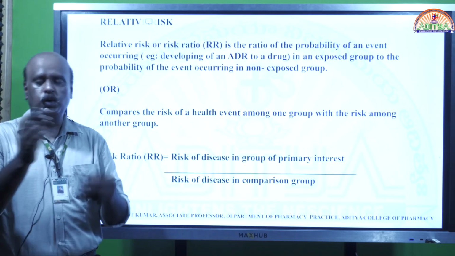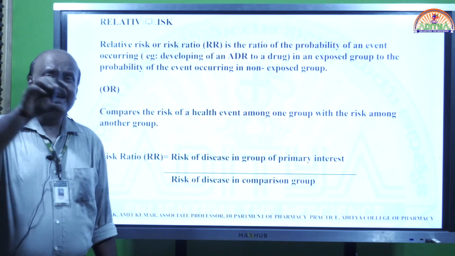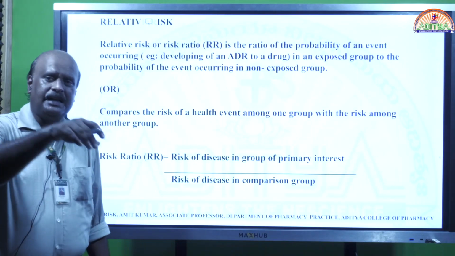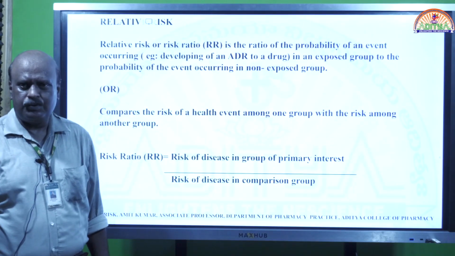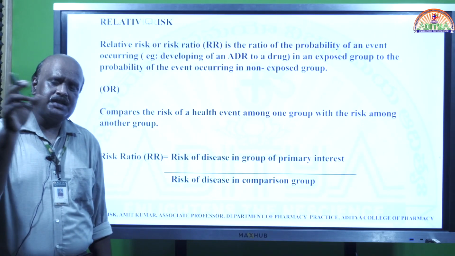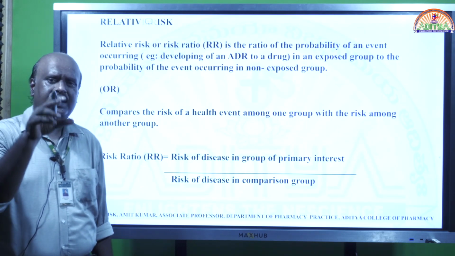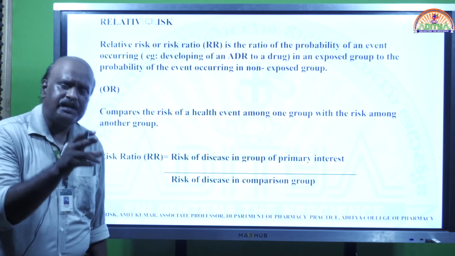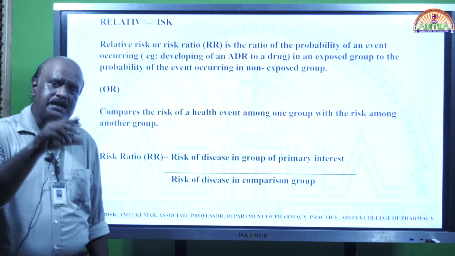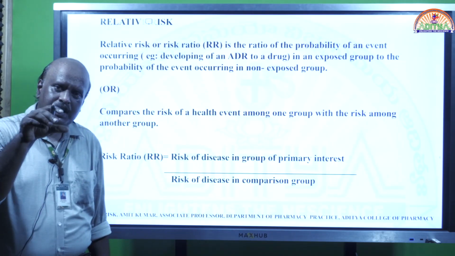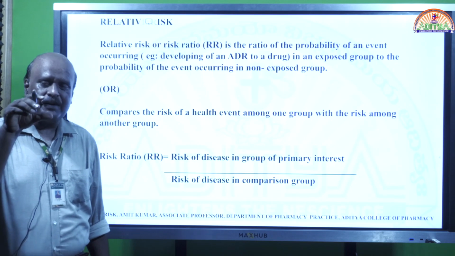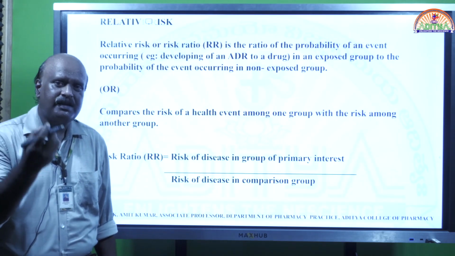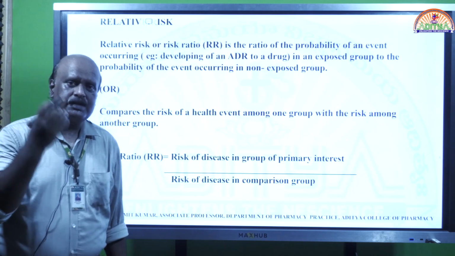As we are taking two groups, exposed group and non-exposed group, or one experimental group and the other called the control group, so two different groups. The risk of an event occurring in an exposed group, or the treatment group or the experimental group, to the risk of the event occurring in the non-exposed group or the control group will give us the relative risk or the risk ratio.